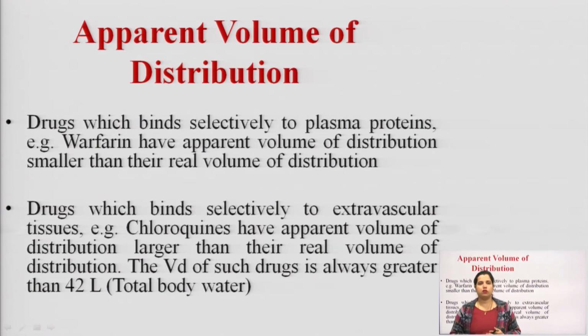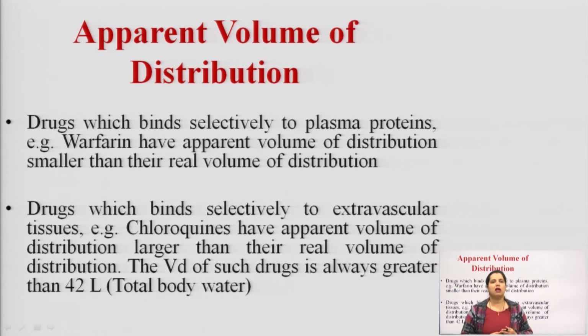In apparent volume of distribution, drugs which bind selectively to plasma proteins, for example warfarin, have an apparent volume of distribution smaller than their real volume of distribution. That means we are identifying what the distribution will be at a particular time. So, that is known as apparent volume of distribution, it is not real. At that particular time, if the drug shows immediate binding to plasma proteins, for example warfarin, that will give you an apparent volume of distribution smaller than the real volume of distribution.